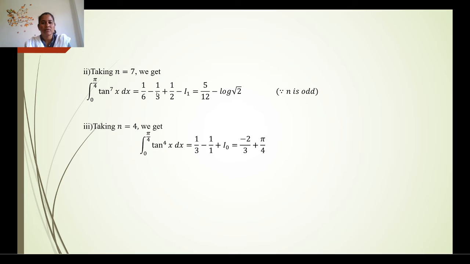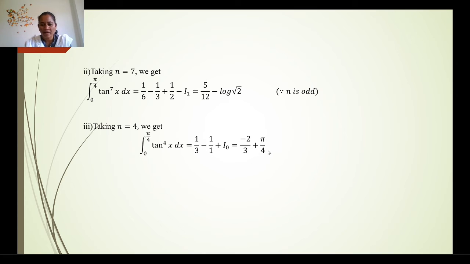Next, taking n is equal to 7, it's an odd number. For odd, in the end we have to write the value for I1 is minus log root 2. Okay. So in the next problem, taking n is equal to 4, it is an even number. For even we have to write I0. In the last step we get I0.